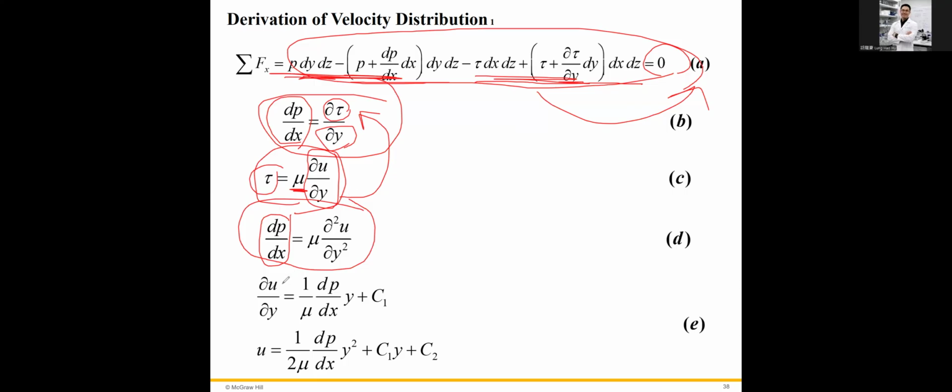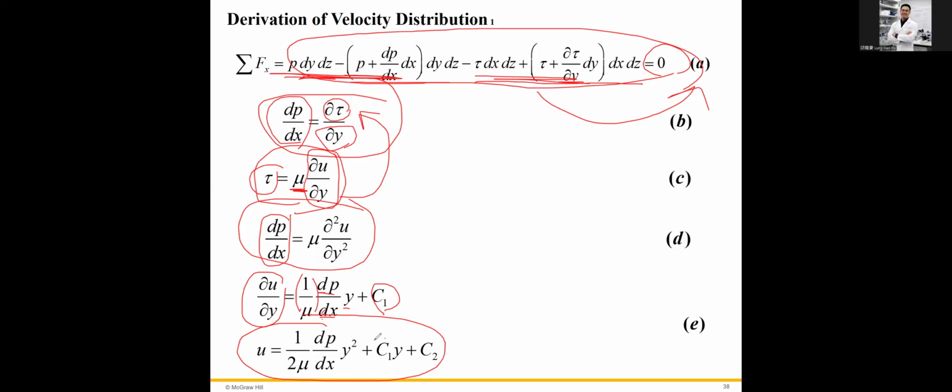So we get partial u partial y equals 1 over viscosity times dP dx times y, plus a constant, okay? And then we can just take the integration on both sides. So we get this relation of the velocity u corresponding to the pressure gradient and y.